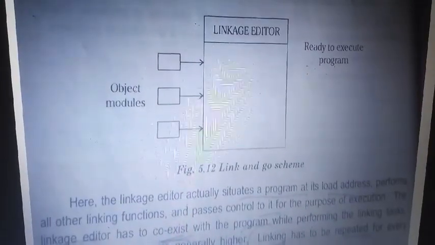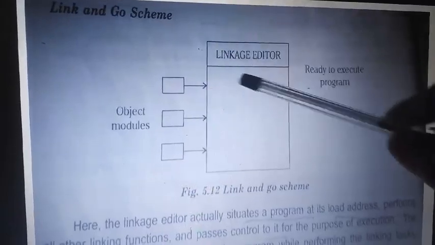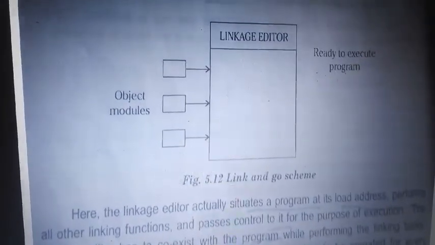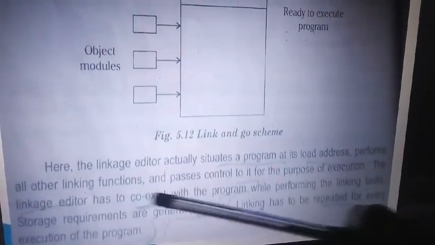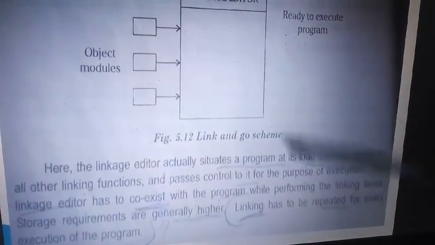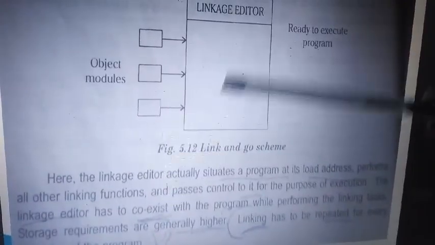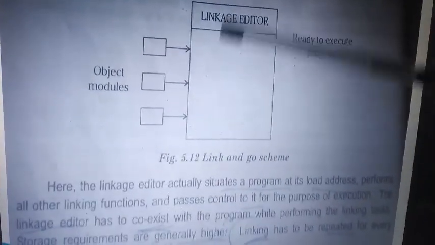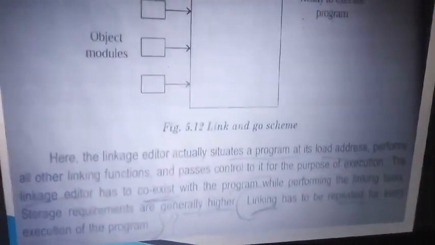As the name itself says, the linkage editor will be in the main memory. Link and go: it will link and place the program in the main memory, and only there it will execute. It stores its load address, performs the linking operation, and control is passed to the execution. Linking is done in the main memory, all the object programs are taken, the linkage editor links everything, and it executes there. Clear? So this program should coexist along with the program.